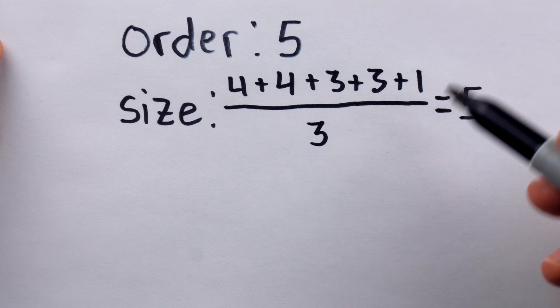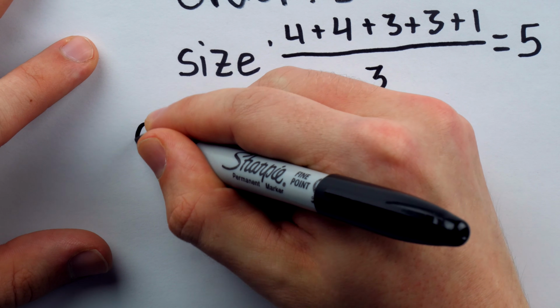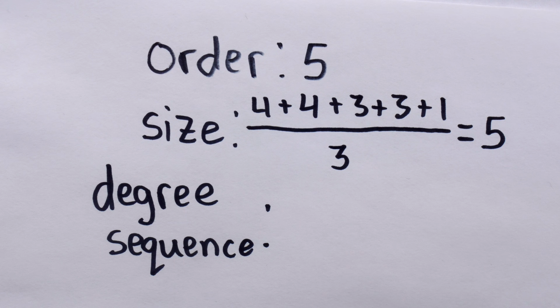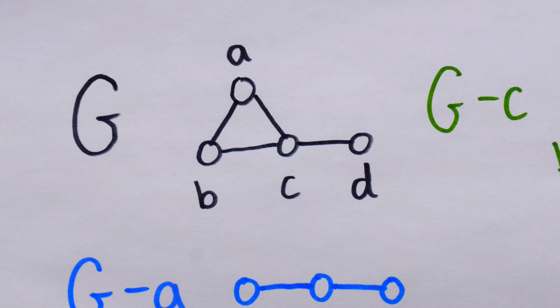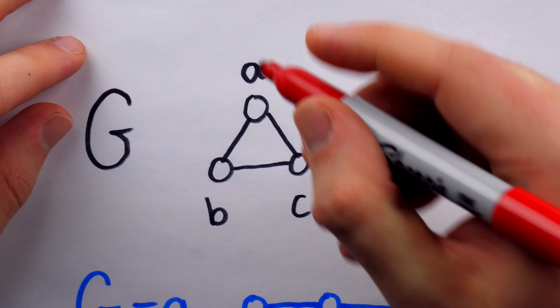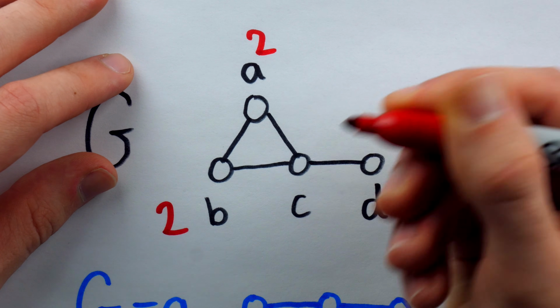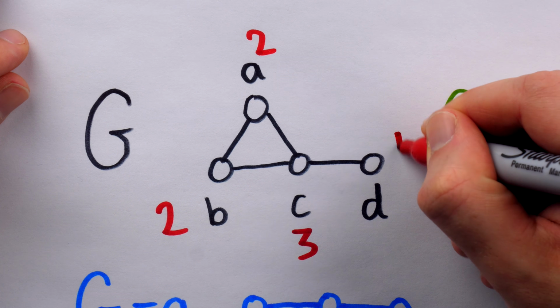Now that we know the size of that original mystery graph, we can also easily figure out something else important about it, and that is its degree sequence. Let's briefly return to our original graph to clarify this term. The degree of a vertex is the number of edges it is touching, so the degree of A here is 2, the degree of B is 2, the degree of C is 3, and the degree of D is 1.